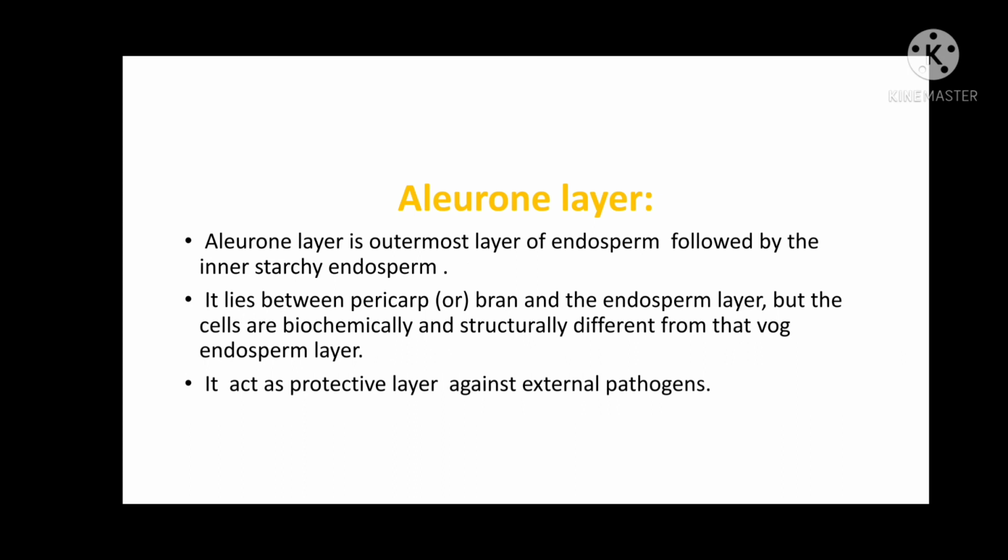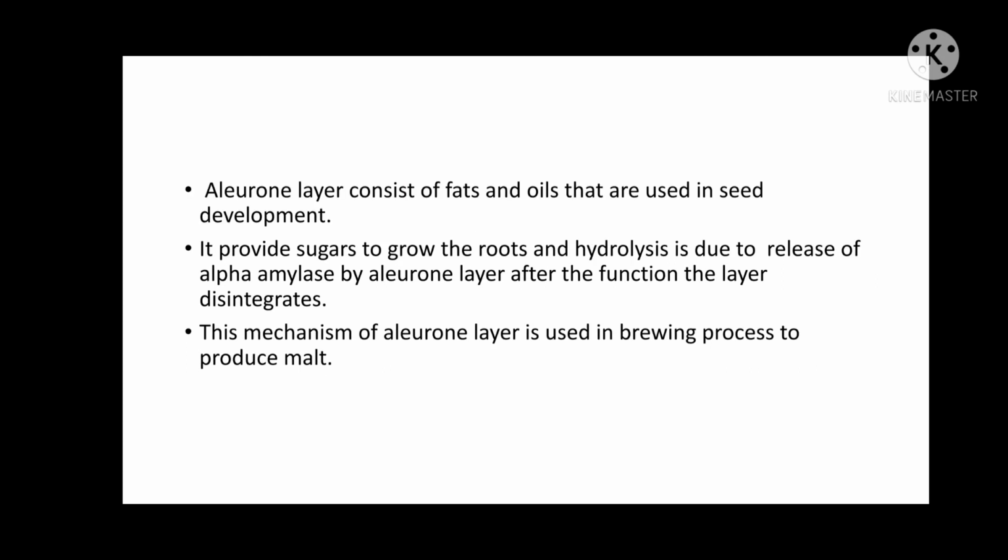And the next part is the aleurone layer. The aleurone layer is the outer layer of the endosperm, followed by the inner starchy endosperm, and it lies between the pericarp or bran and the endosperm layer. But the cells are biochemically and structurally different in composition and in structure. It acts as a protective layer against external pathogens.